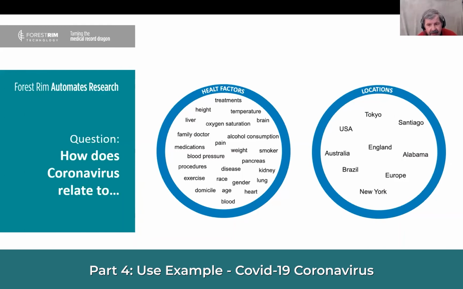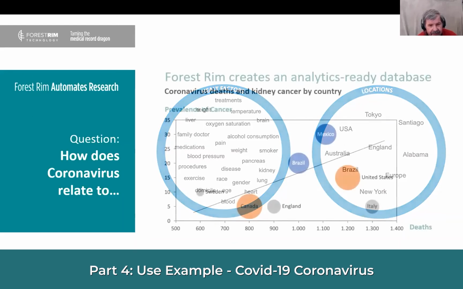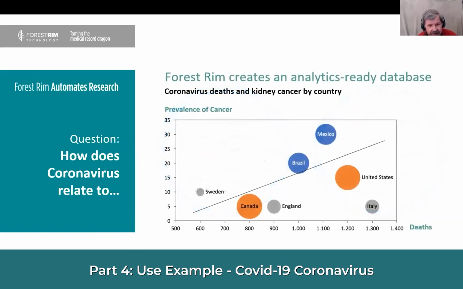And it doesn't matter where you're at. You can do this in the United States, Australia, England, New York, Texas, Dallas. I don't care where you're at. The location makes no difference. So being able to look at and understand coronavirus with regard to the many different factors that it may relate to is something that is very valuable. With Textual ETL, you can do that.